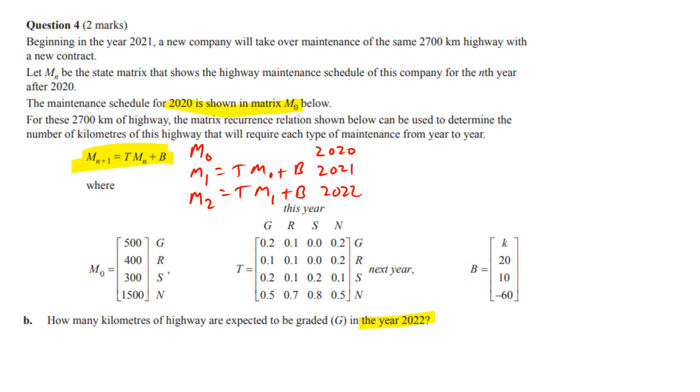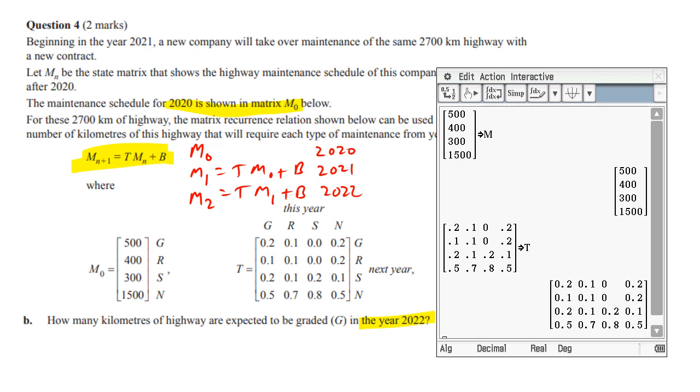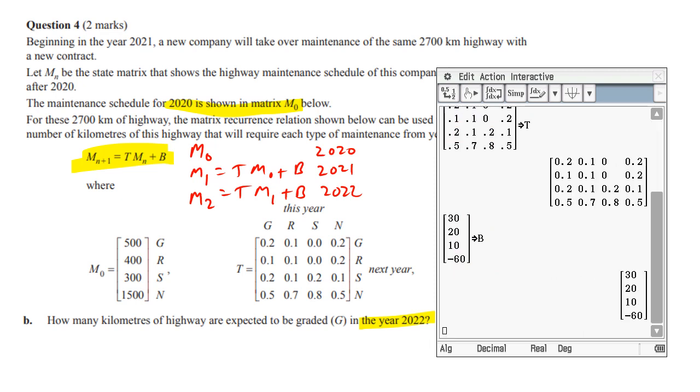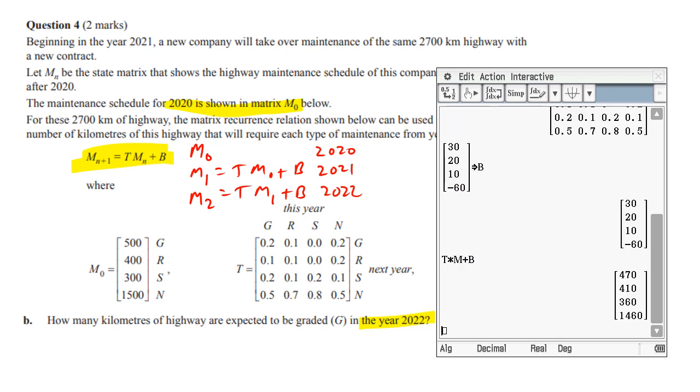All right, let's hit the calculator. So here's my M put in, here's my T put in. I've just labeled them in just to make my life a bit easier. Then I've put in my B, and I've said T times M plus B, which is this part here, and that's going to give me the year 2021, which is actually M1, and M1 is this, so that is M1.